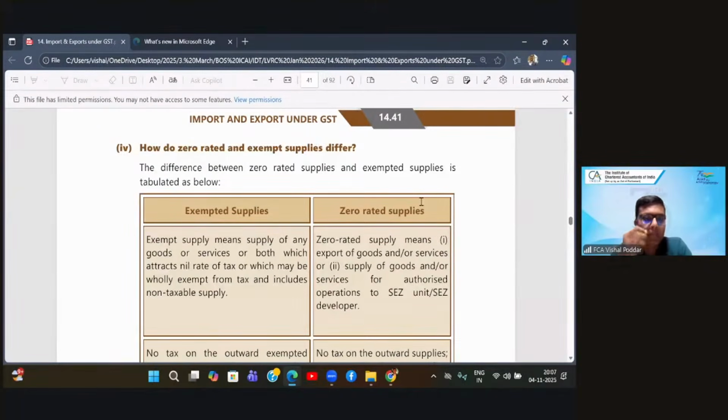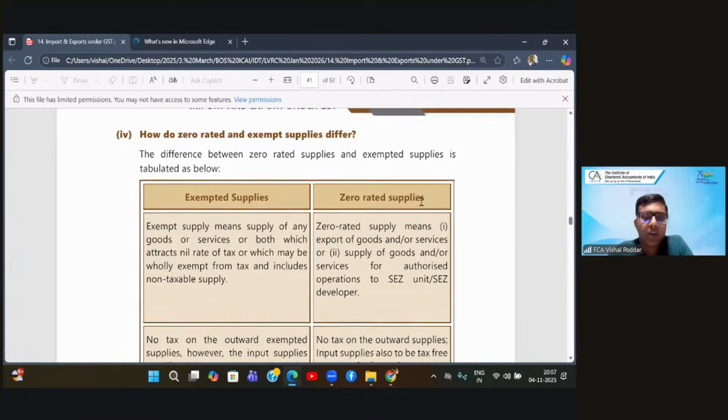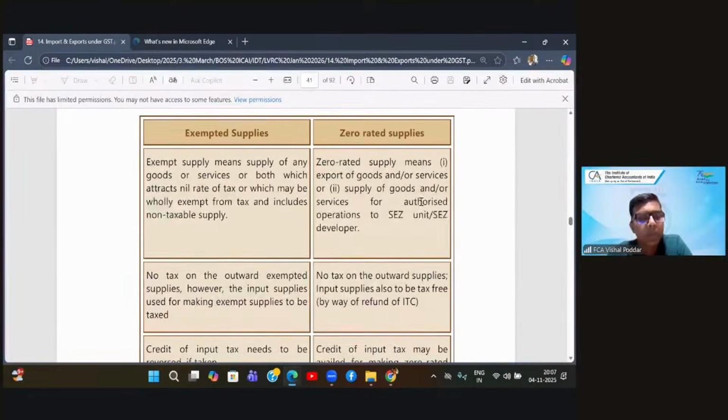What is a zero rated supply? A zero rated supply can be any of these, or it can be a taxable supply. So any of the supplies, taxable and exempt both, which are either exported or which are given to SEZ for authorized operations, those will be zero rated.